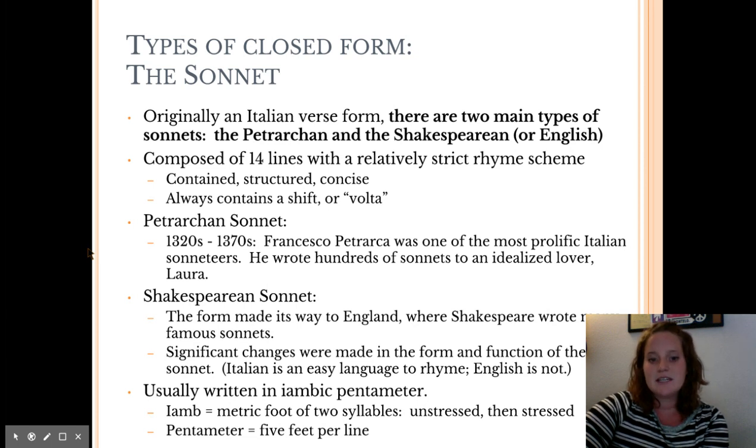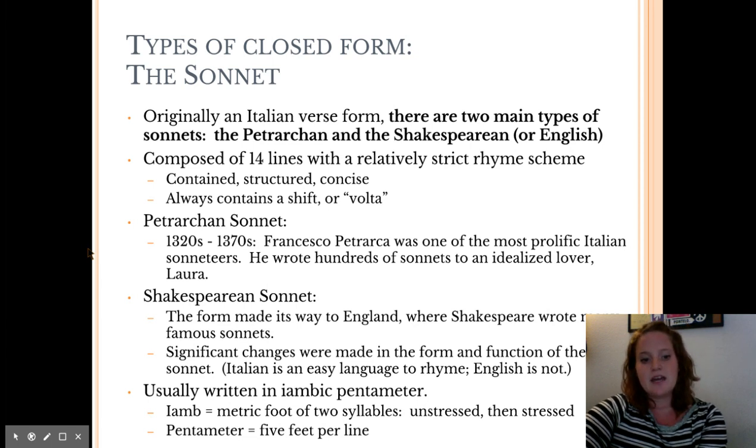There are some significant changes, especially in the rhyme scheme, from a Petrarchan to a Shakespearean sonnet, and a big part of that is because Italian is a pretty easy language to rhyme in, whereas English is not so easy. Both of these sonnets are usually written in iambic pentameter, again focusing on the iamb, the metric foot of two syllables that follows the unstressed, stressed pattern. Pentameter refers to the 5 of those iambs in each line of poetry.